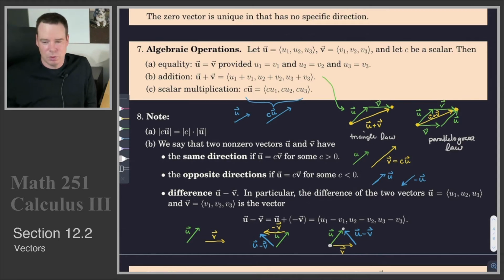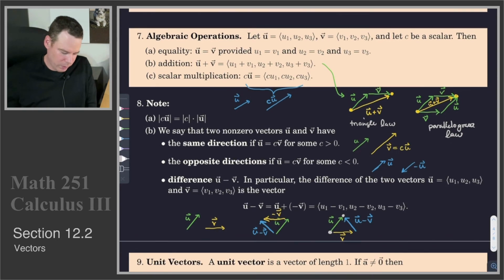I can imagine them starting at the same point and then visualize the vector that goes from the tip of one to the tip of the other. And it depends which tip I go to, depends on which vector I'm subtracting from which one. So again, we can think of this as tip minus tail. It's the vector u minus the vector v. So I go to the tip of u minus the tip of v.